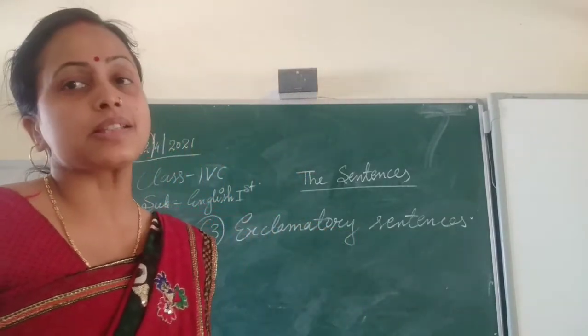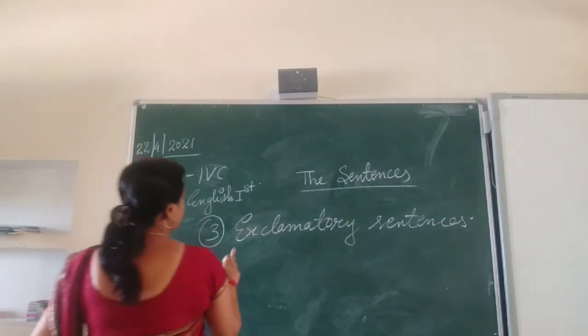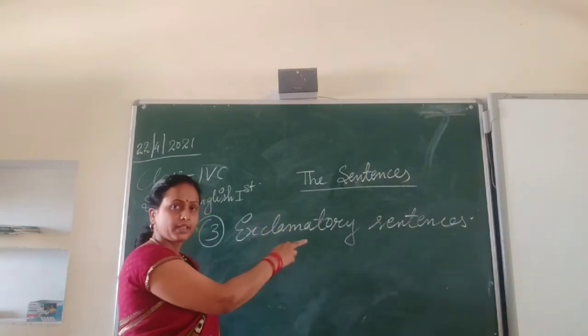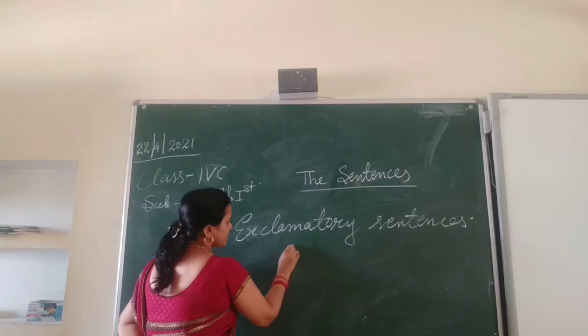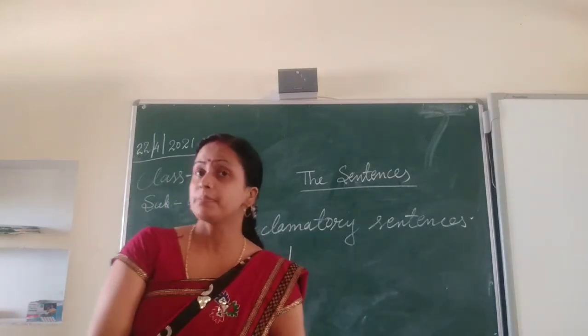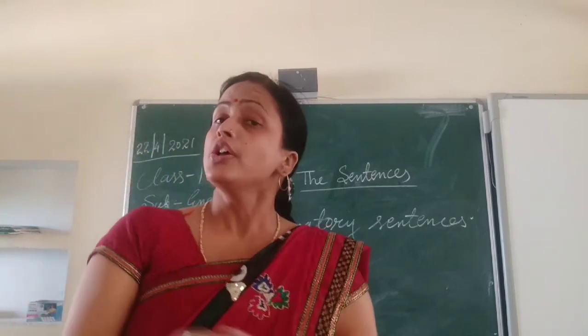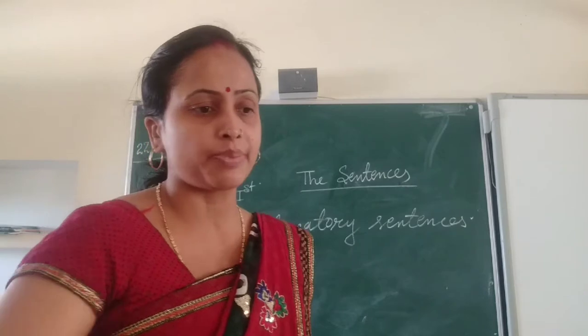Now these sentences are exclamatory sentences. So here, first it expresses strong feeling, and it ends with the exclamation mark. So what is the exclamation mark here? Like this. This is the exclamation mark, and this is the punctuation. The sentences start with the capital letter. Sentences always start with the capital letter.